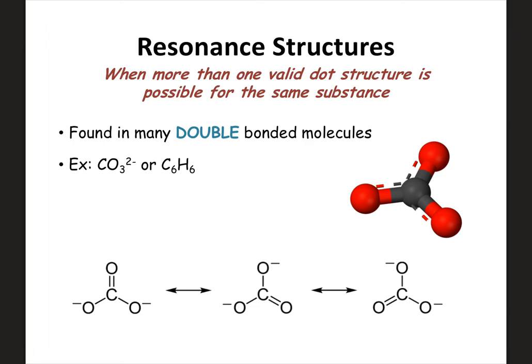Typically, when you're drawing these resonance structures, you have to show the double arrow here because that's indicating that all three of these structures are possible. And you would put them in brackets if they have a charge, with the charge outside. So this would be in brackets here, and the 2 minus would be outside of it. But this is just showing you that there's more than one way to draw this dot structure correctly.